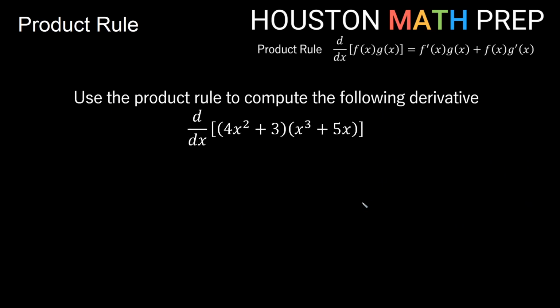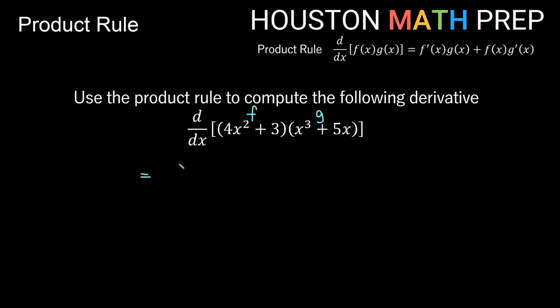So we want to use the product rule to compute our derivative with respect to x of 4x squared plus 3 times x cubed plus 5x. I've got our product rule up here. Okay, so this is going to be our f of x, and this is going to be our g of x when we compute the product rule.